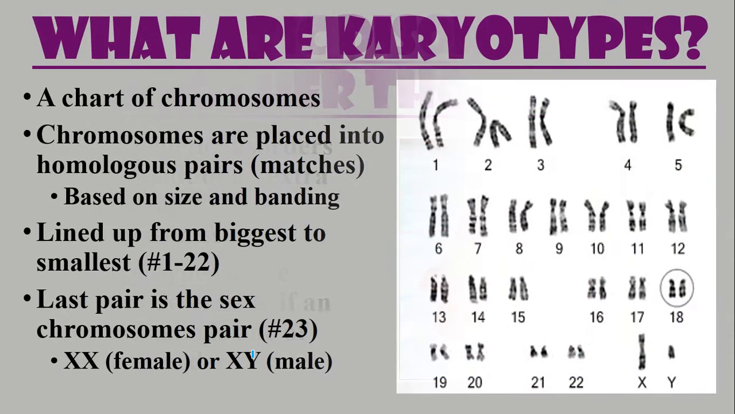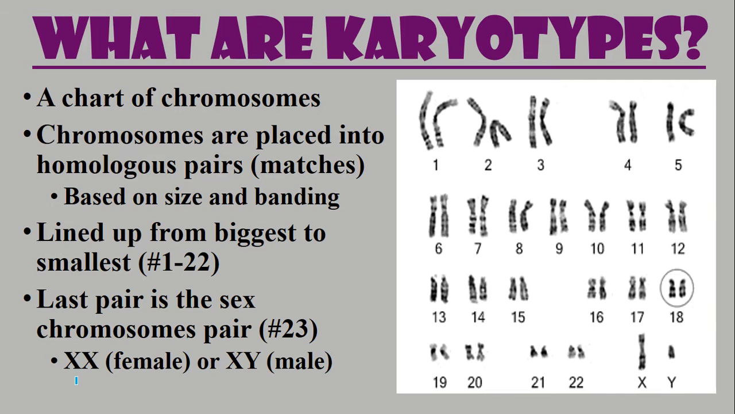So a karyotype is a chart of someone's chromosomes. So they take a cell and they get the chromosomes out of there and they replace the chromosomes with their homologous pair or matching pair. Remember, they're similar chromosomes, but they're not identical. And it's based off the size of the chromosome and the banding that's on the chromosome. And they line them up from biggest to smallest for chromosome pairs 1 through 22, known as your autosomes. And then the last pair of chromosomes, chromosome pair 23, is used to determine your sex or your sex chromosomes.